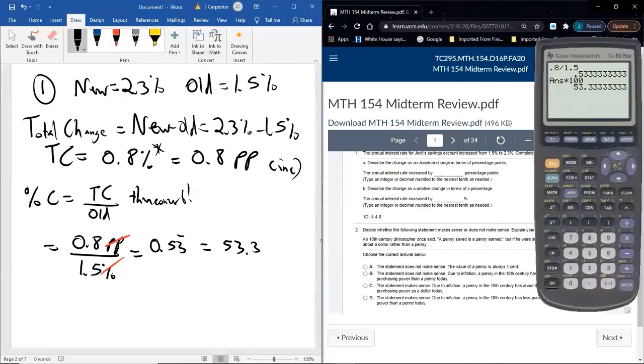Let's just round to the nearest tenth. That's what they told us to do, percent. So that should be the answer there. And if you scrolled back down, it would confirm it. I can guarantee that.